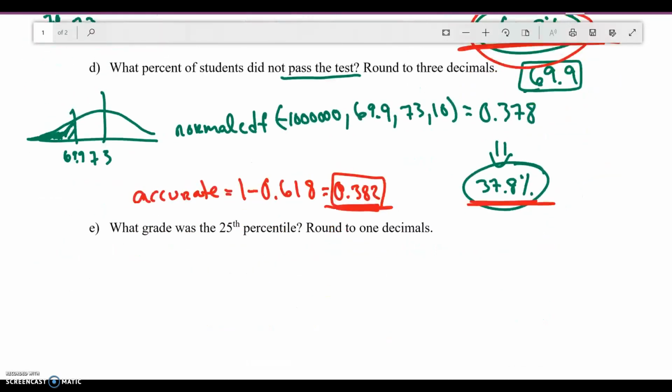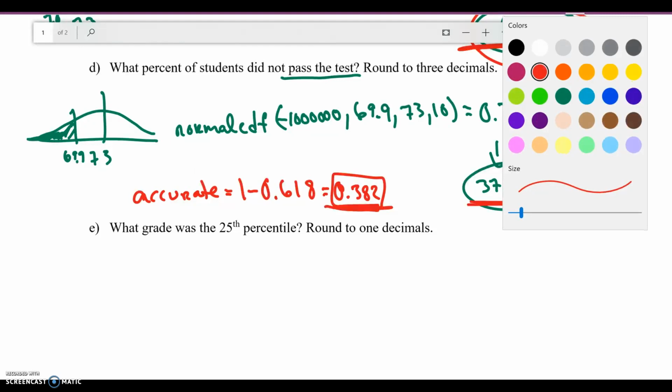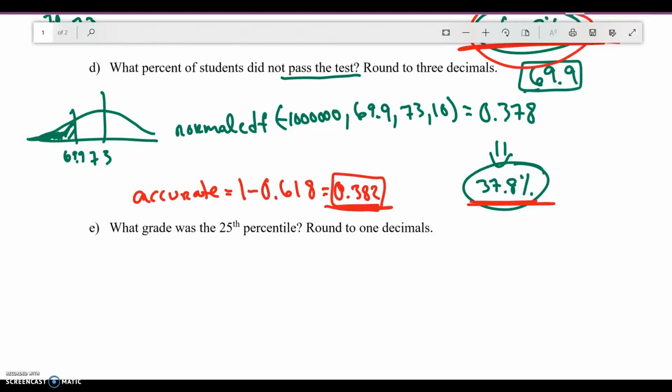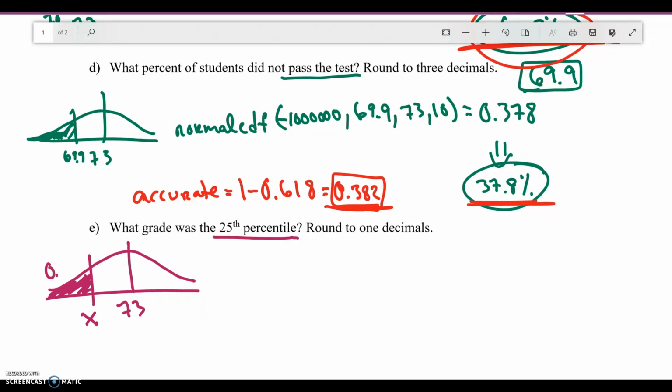Okay, now our last problem, what grade was the 25th percentile, round to 1 decimal. Okay, so we know that 25% is below the 25th percentile. So this is basically what I'm asking. I want to know what grade is the 25th percentile, which basically means that right below it, this area is all 25%. Okay, so 0.25. So we want to figure out what grade, where 25% of the students scored below this grade, down here.